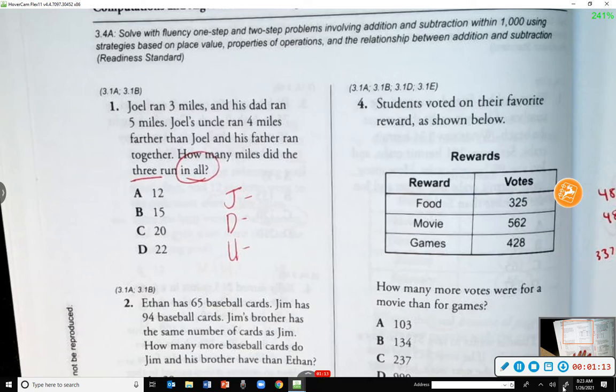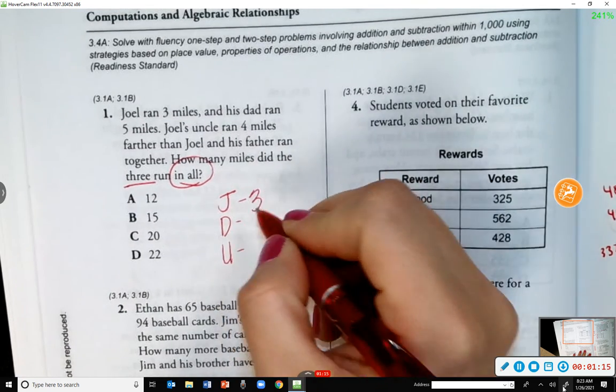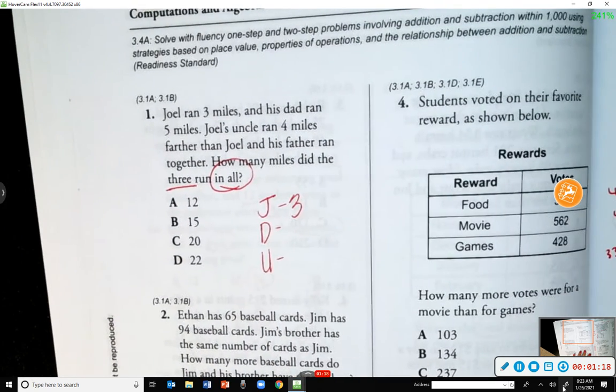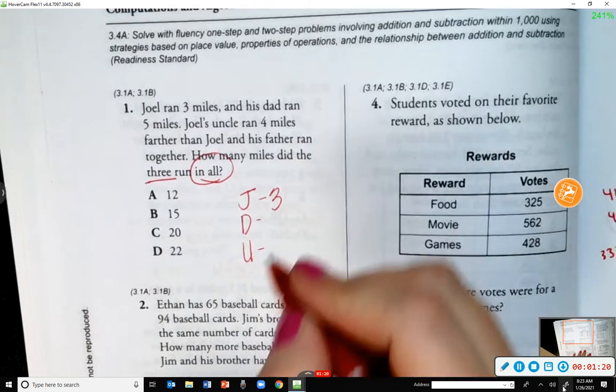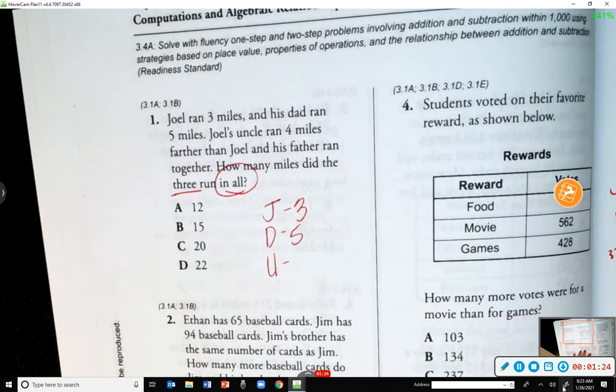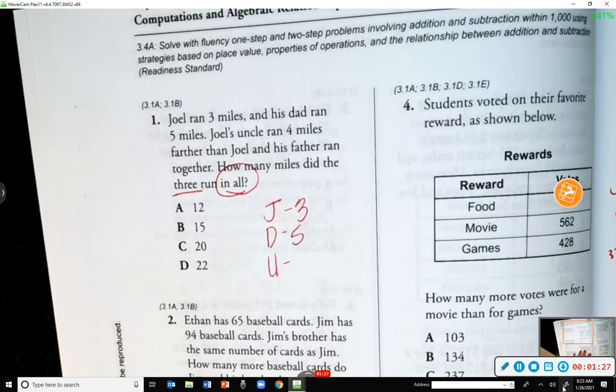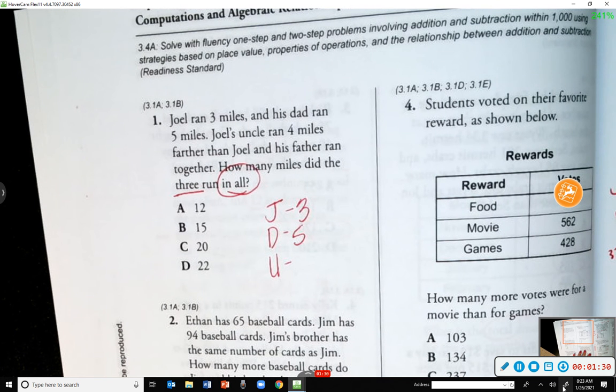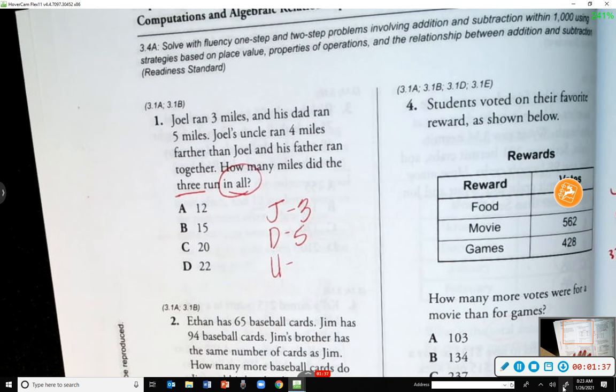Joel ran how much? 3 miles. His dad ran 5 miles. His uncle ran 4 miles. No, he didn't. He didn't run 4 miles. He ran 4 miles farther than Joel and his father ran together. Ooh, so 2 steps there. How am I going to figure that out? 4 miles farther than Joel and his father ran together.